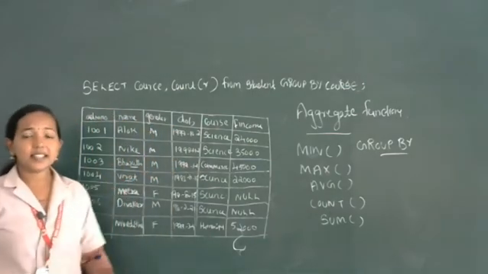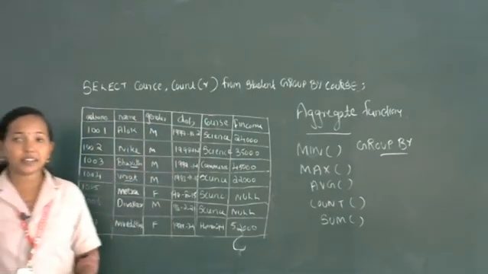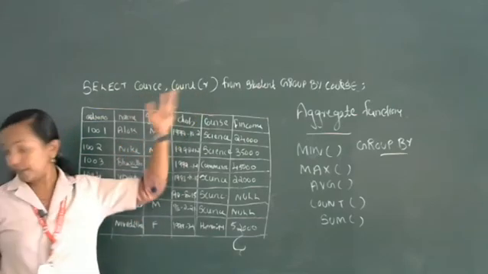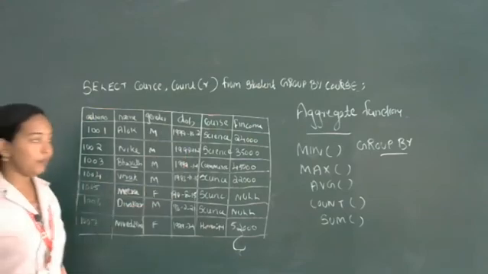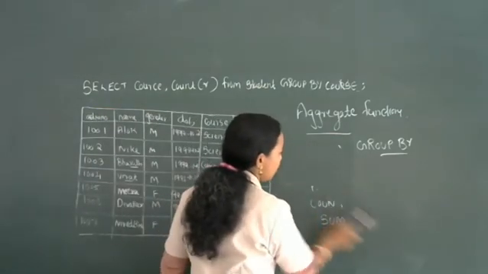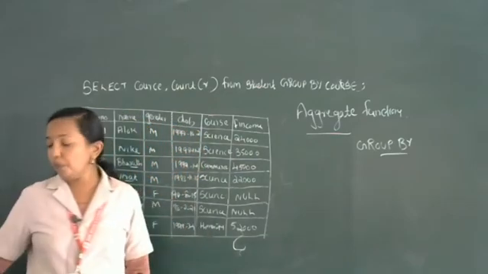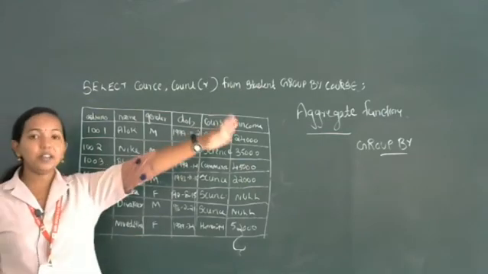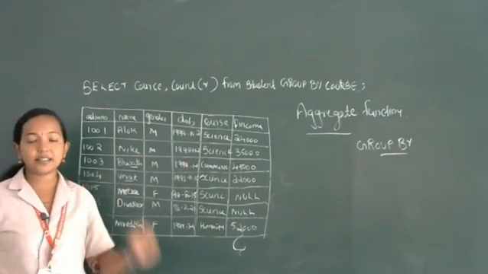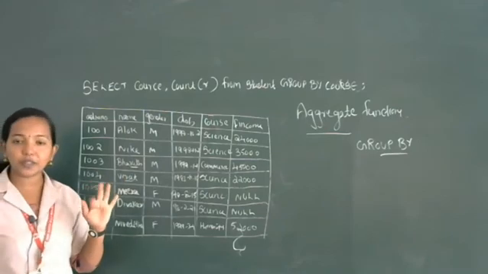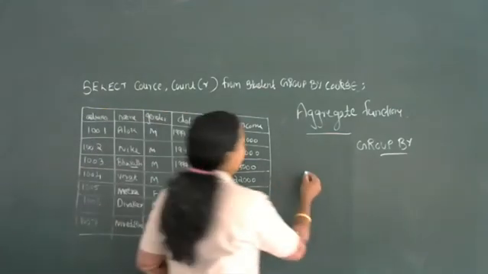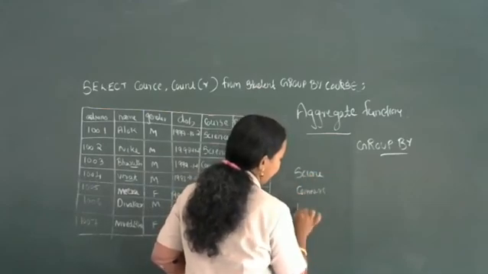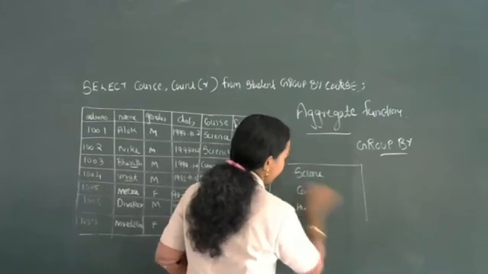What is it? Which fields am I selecting? First I am selecting course. Second, count star. Third, from which table am I selecting this? From the student table. Then group by course. So what will happen is this: the SQL command is executed from the right side. First it will group by course. How many groups were present? 3 groups: science, commerce, then humanities. It will group like this.